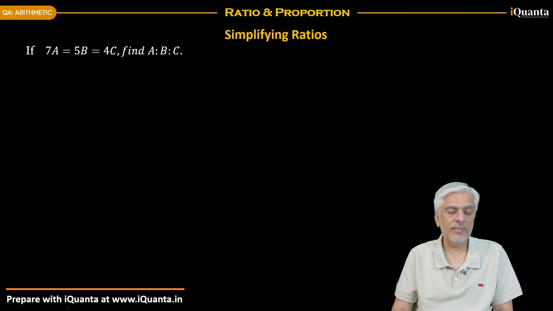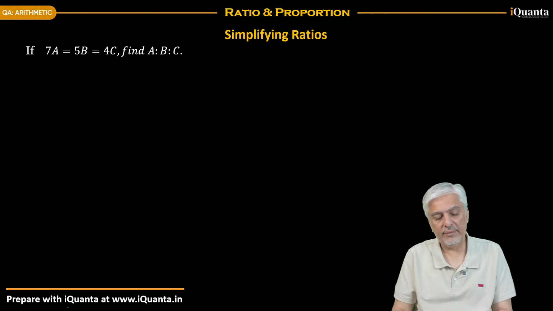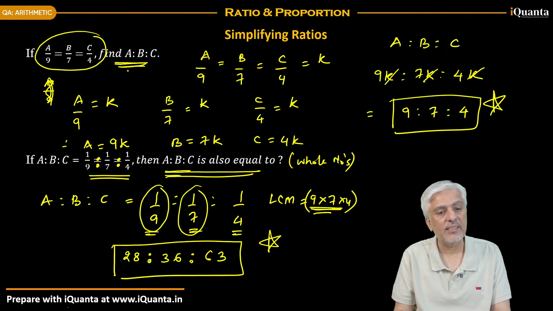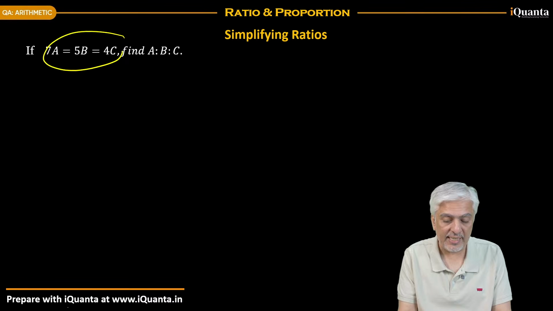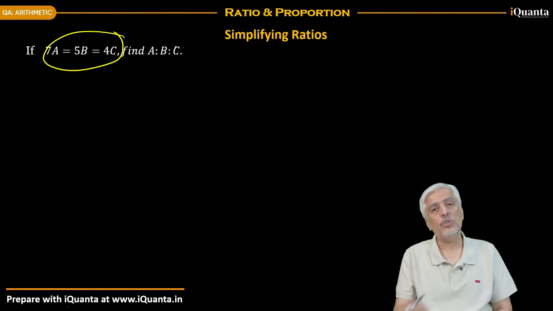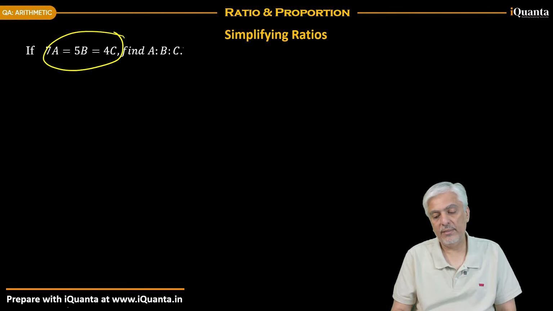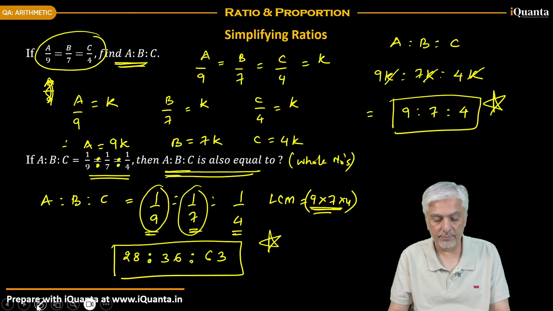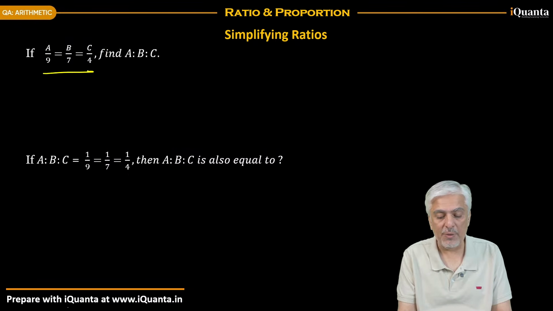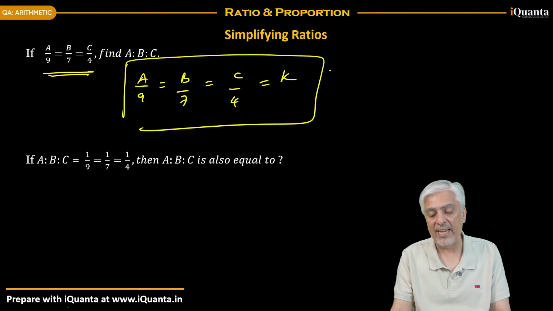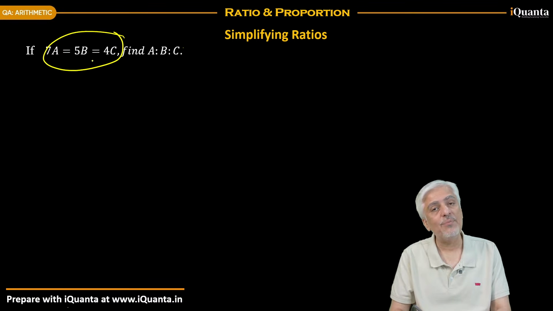One more type. This is actually like this one. Here also equal to sign was there, ratio is asked. Here also equal to sign is there, ratio is asked. So should I use the same method that I did before? When I did over here, what did I do? I took equal to k. A upon 9 is B upon 7 is equal to C upon 4. I took k and I solved. Right? I got it very easily. Should I do the same thing over here?